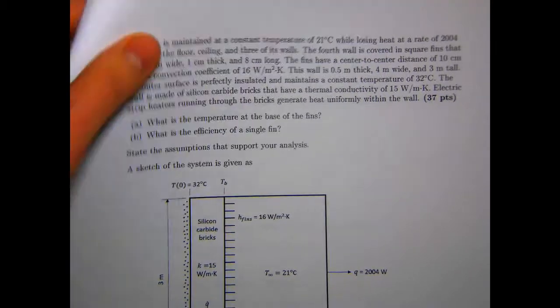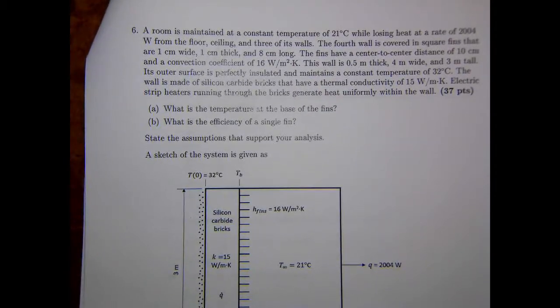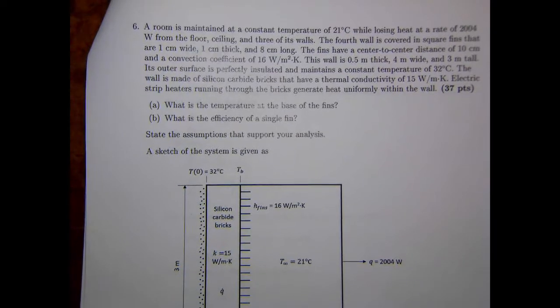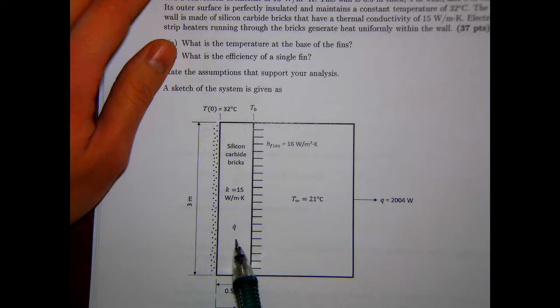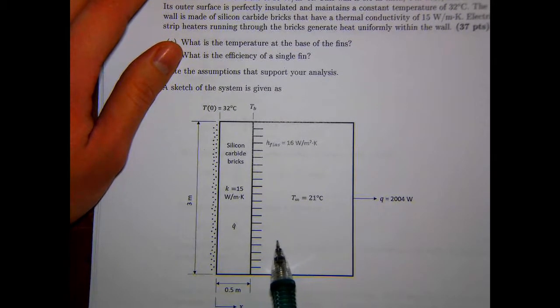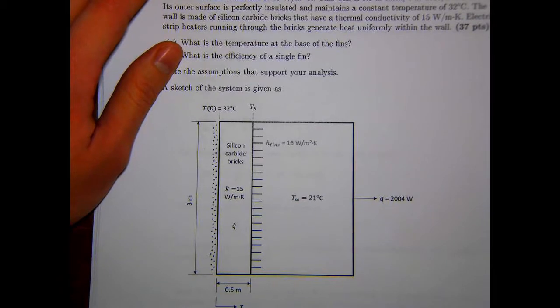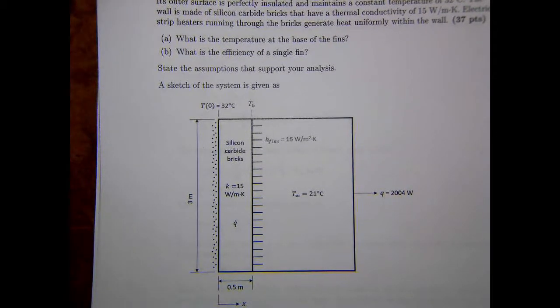So the last problem. This problem is basically you have a wall with energy generation, it's insulated on one side, and there's a room that's being heated by some fins. This problem is significantly simplified if you step back and look at it from a first law perspective. No matter where you apply the control volume, you should get the same answer.